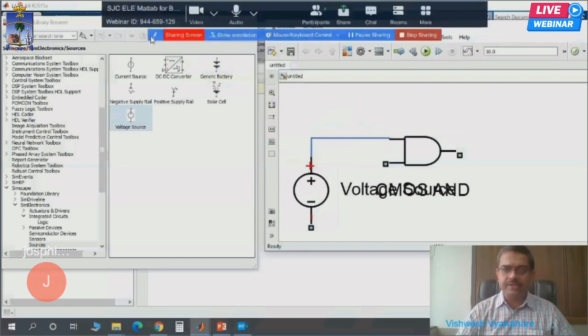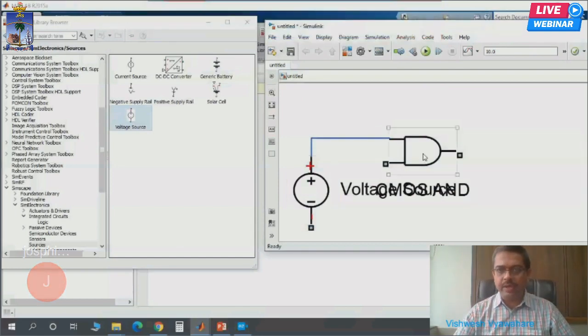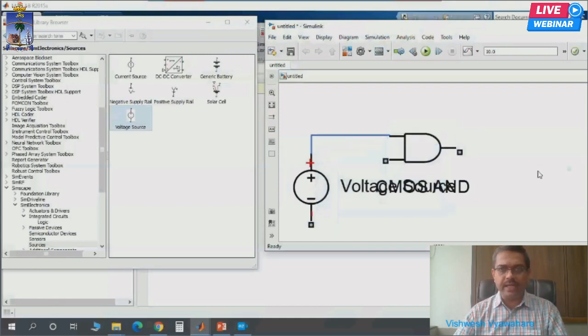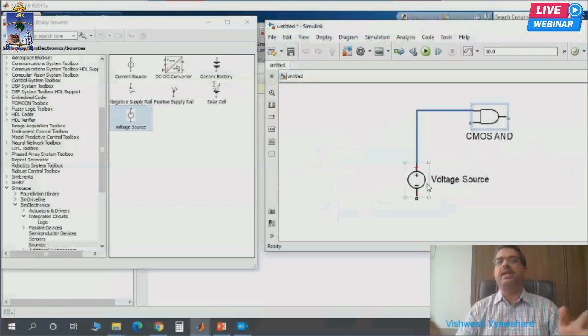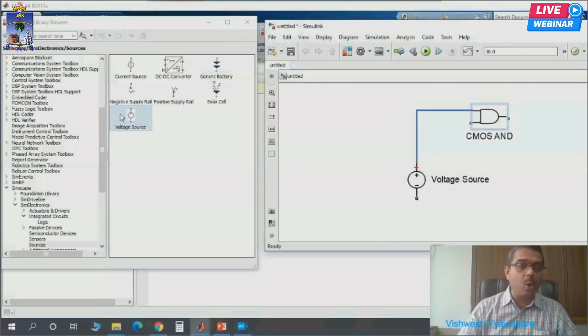I will not complete this circuit because we don't have time. We can do it like this, and we can directly run it and we can see the output. There is a scope also available.